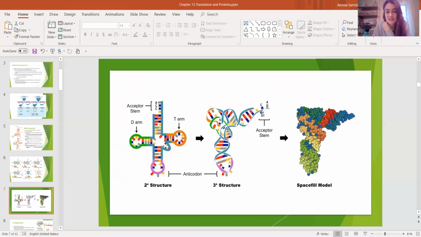So you see the CCA, this adenine is the 3' end where we would normally add our amino acid. It's also known as the acceptor stem. And then on the opposite side, we have the anticodon loop, which, as its name suggests, holds the anticodon, which is going to be complementary to the actual codon, right?